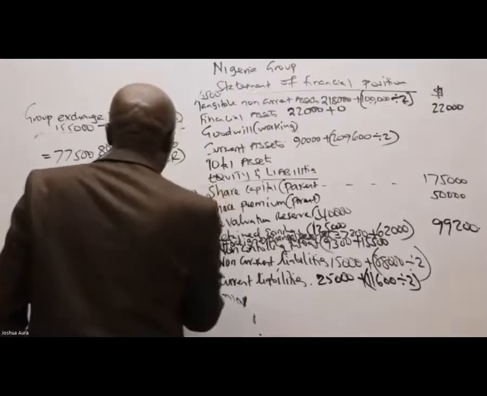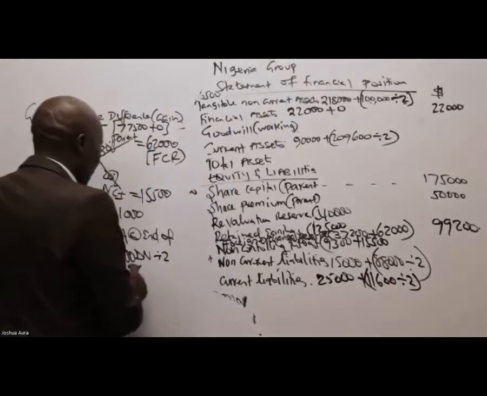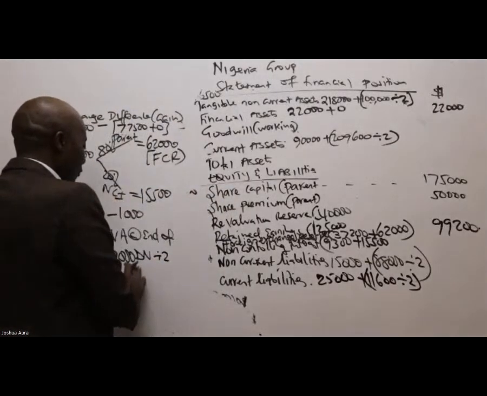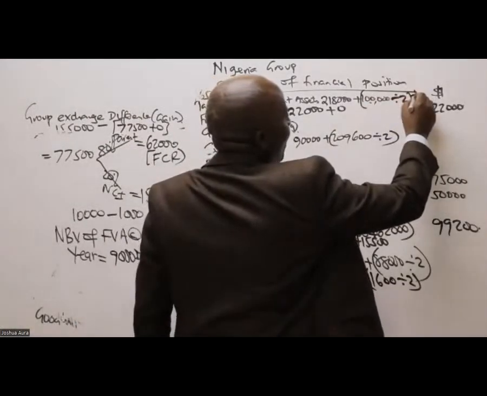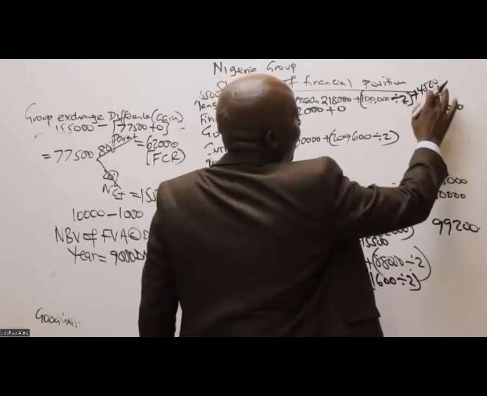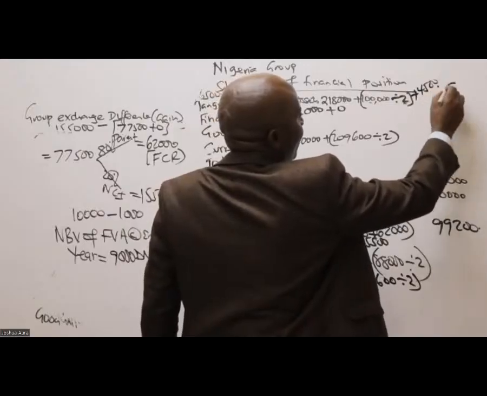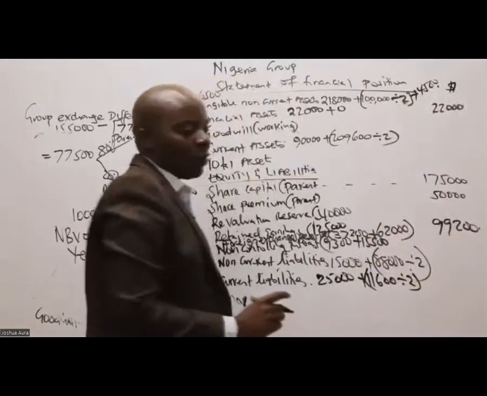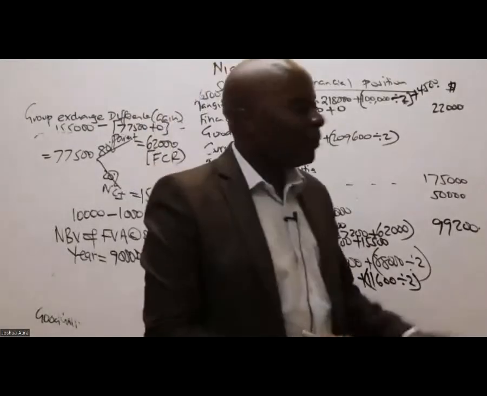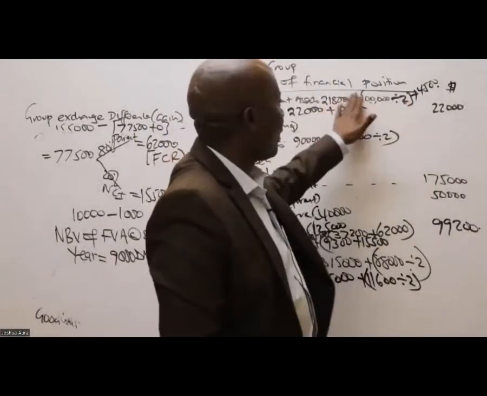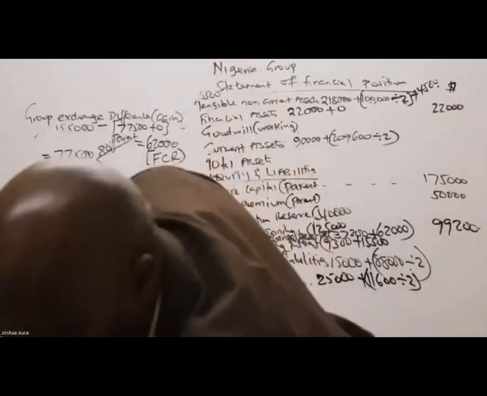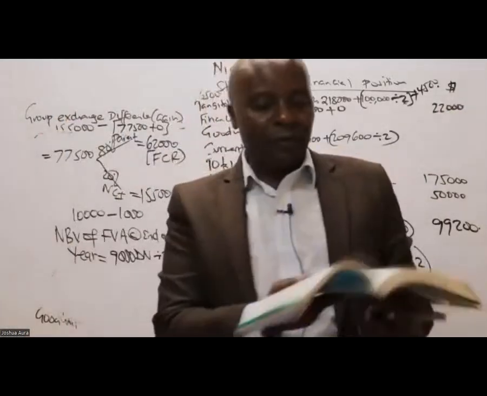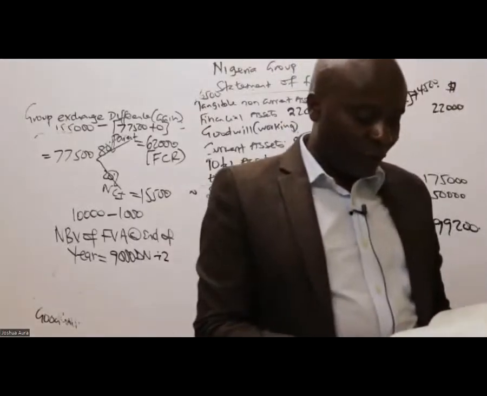So could you kindly divide this by 2? So what are we getting here? This automatically will be 4,500. Please include this figure here, plus 4,500, and give me an answer. Now you can add everything. Give me a figure to put there.